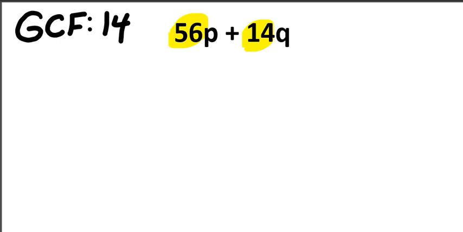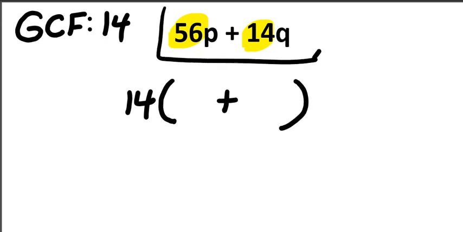Let's try another one. Beginning, as always, with the greatest common factor. Do you happen to know what the greatest common factor of 56 and 14 happens to be? Well, if you do, you're very intelligent because I had to figure this out ahead of time. Turns out that the greatest common factor is going to be 14. Now, we take out our 14 and we simply ask ourselves, 14 times the quantity, what plus what gives us this value or this expression?